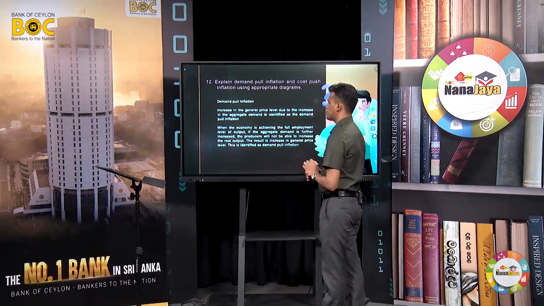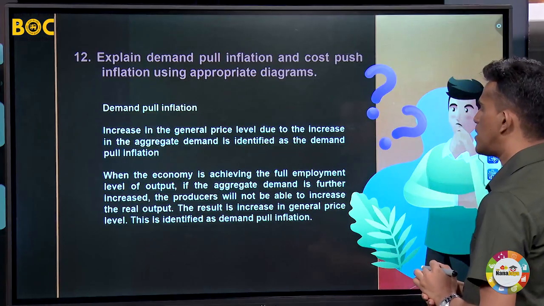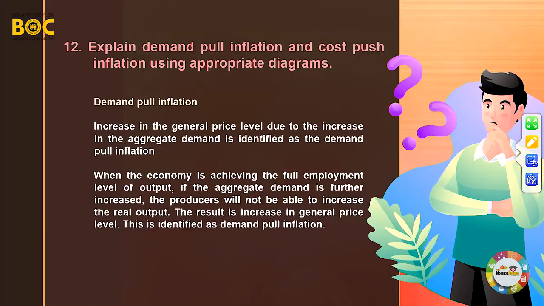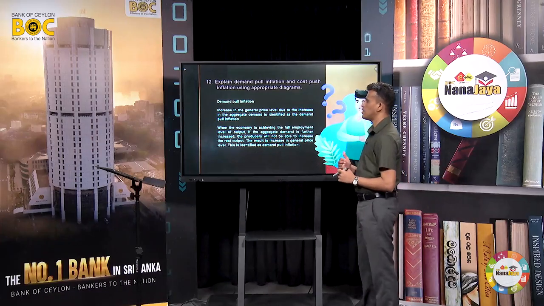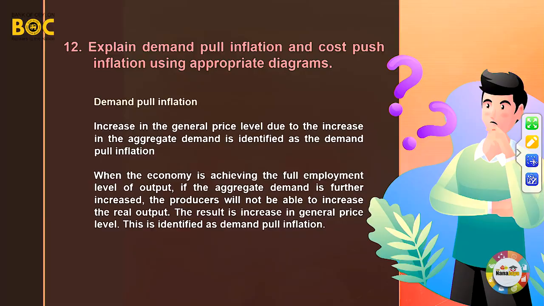Look at this, please. Increasing the general price level due to the increase in aggregate demand is identified as the demand pull inflation. When the economy is achieving full employment level of output, if the aggregate demand is further increased, the producers will not be able to increase the real output. The result is increase in general price level. This is identified as the demand pull inflation. So we will show the demand pull inflation using a diagram.